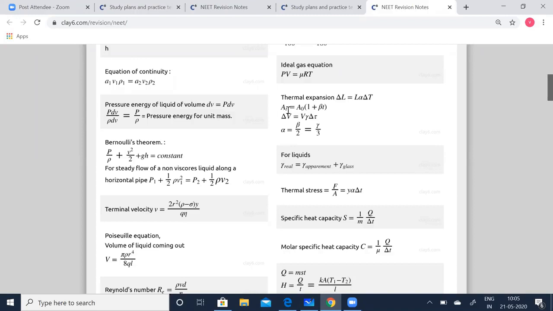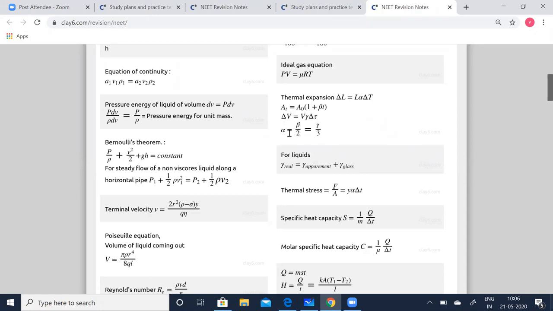So when there is expansion in the area, it is AT is equal to A0 into (1 plus beta T), where AT is the final area and A0 is the initial area and beta is the coefficient of area expansion. And delta V is equal to V gamma delta T, where delta V is the increase in volume, V is the original volume, and gamma is the coefficient of cubical expansion. Delta T is the difference in temperature.